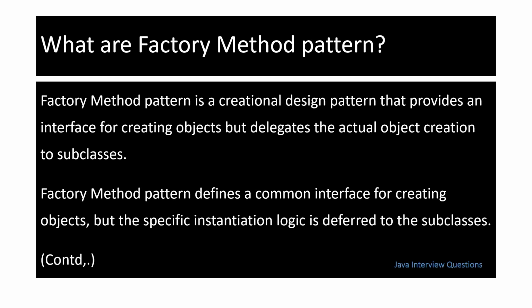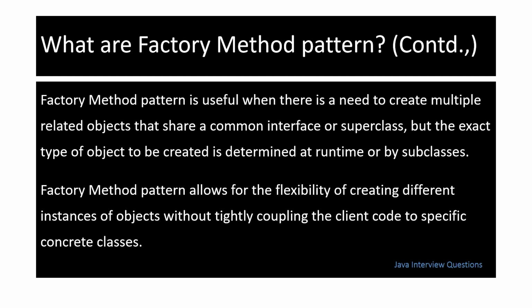What is factory method pattern? Factory method pattern is a creational design pattern that provides an interface for creating objects but delegates the actual object creation to subclasses. Factory method pattern defines a common interface for creating objects, but the specific instantiation logic is deferred to the subclasses.